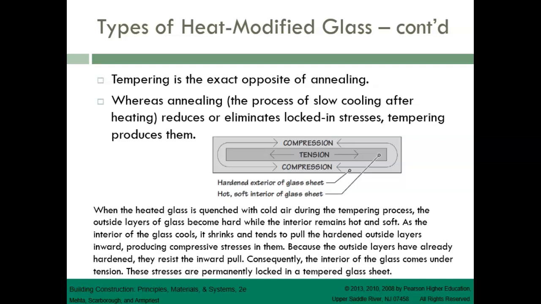When heat-treated glass is quenched with cold air during the tempering process, the outside layers of the glass become hard, while the interior remains hot and soft. As the interior of the glass cools, it shrinks and tends to pull the hardened outside layers inward, producing compressive stresses in them. Because the outside layers have already hardened, they resist the inward pull. Consequently, the interior of the glass comes under tension. These stresses are permanently locked into a tempered glass sheet.